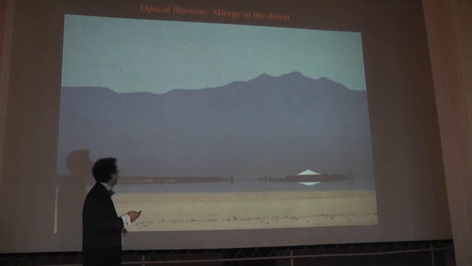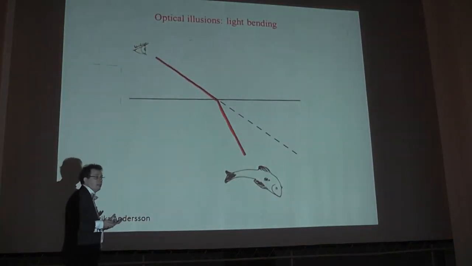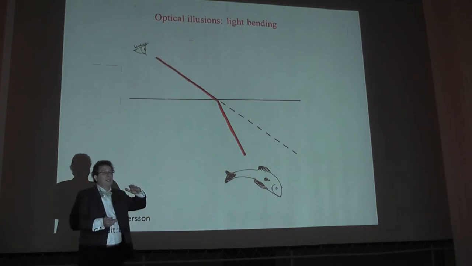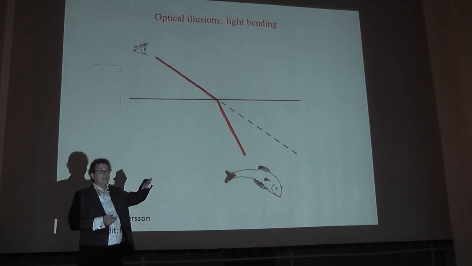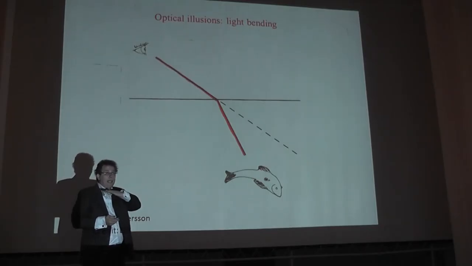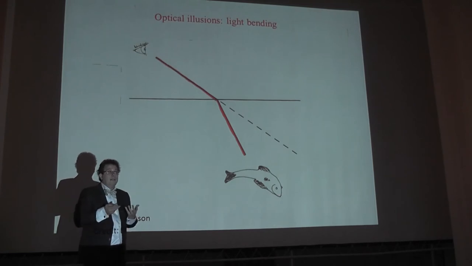It's a mirage. And now, this illusion happens because the hot air above the sand is able to bend light. So it's bending light that comes from the sky, and then it's reflected and reaches your eye. And this is the reason for all optical illusion. It's simply bending of light, that light doesn't go along a straight path.